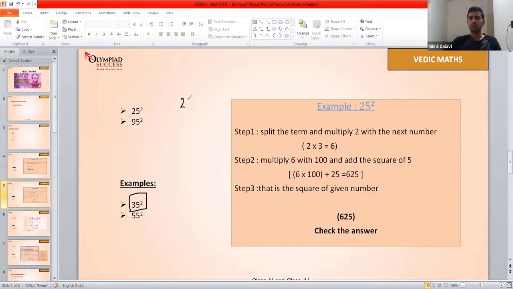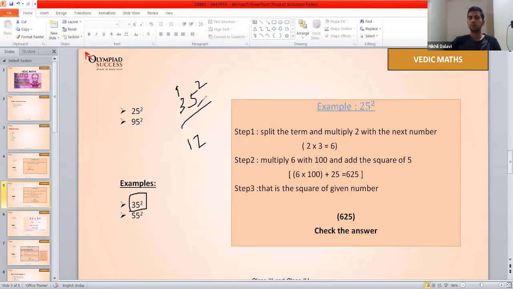Okay. 35 square. So what do we do in the first step? I want your help, so you must say me. What do we do in the first step? We take this 3. Which is the next digit to 3? In the number line, which is the next digit to 3? Yes, that's 4. So how much is 4 times 3? 4 times 3 is 12.